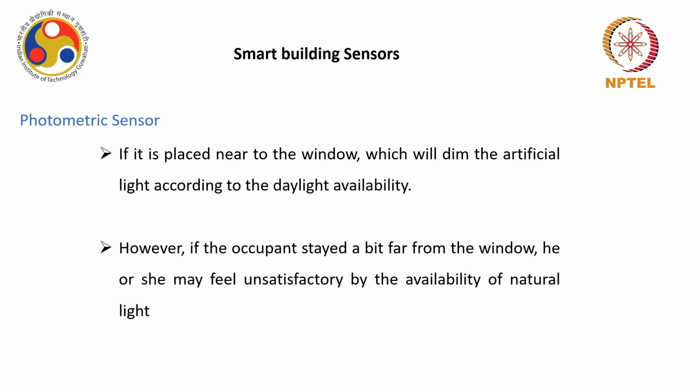Okay, say for example, if this sensor is placed near the window, then what it will do is dim the artificial light, because in the daylight sunlight is available. So it will dim the other light inside. However, if the occupant stays a bit far from the window, he or she may feel unsatisfied because there is no natural light. So the dimming may not work. That is why I am mentioning again and again that the placement of this photometric sensor remains a challenge.